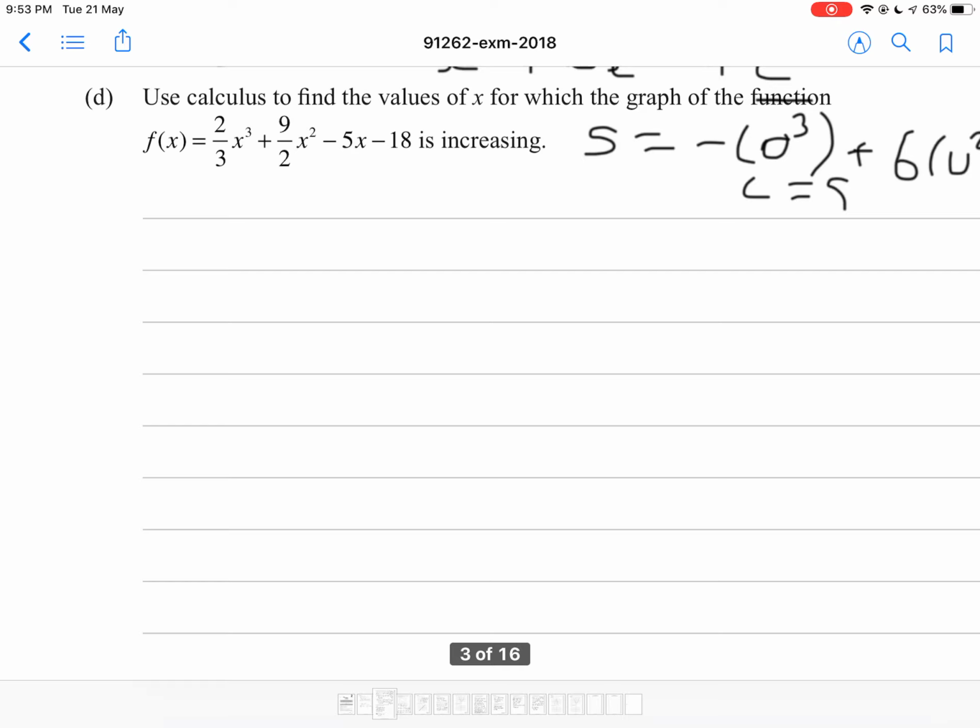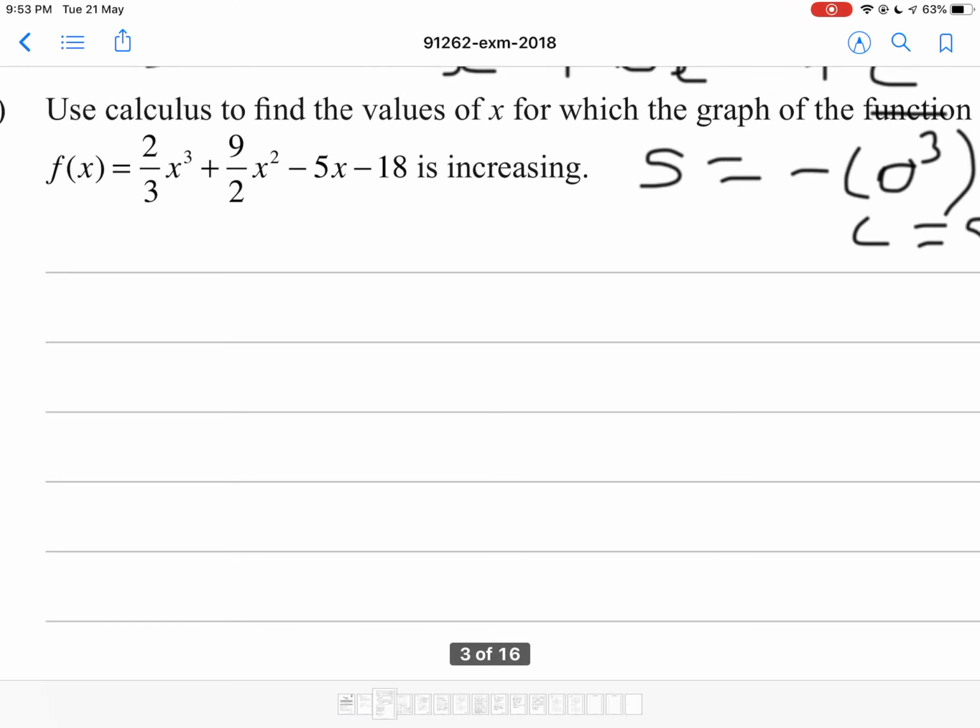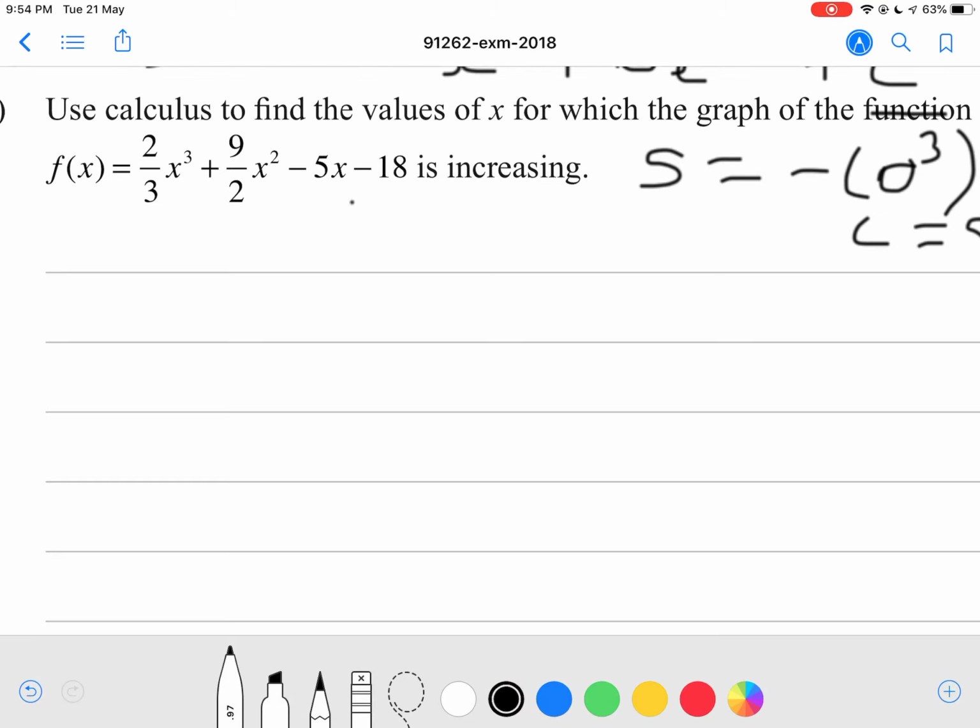Use calculus to find the values of x when the graph of the function f of x equals 2 over 3 x cubed plus 9 over 2 x squared minus 5x minus 18 is increasing. So you know that when a graph is increasing, let's say a linear graph or a parabola is increasing, that means the gradient must be positive, right? If a gradient is positive, then you can see the graph is just going up and up and up. If it has a negative gradient, then it's deteriorating, so it's going down, okay? So when it's increasing, it's basically saying that the gradient is more than 0, okay?